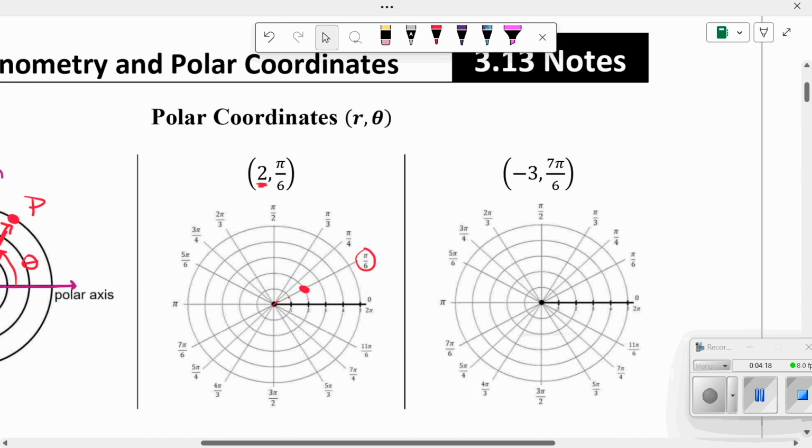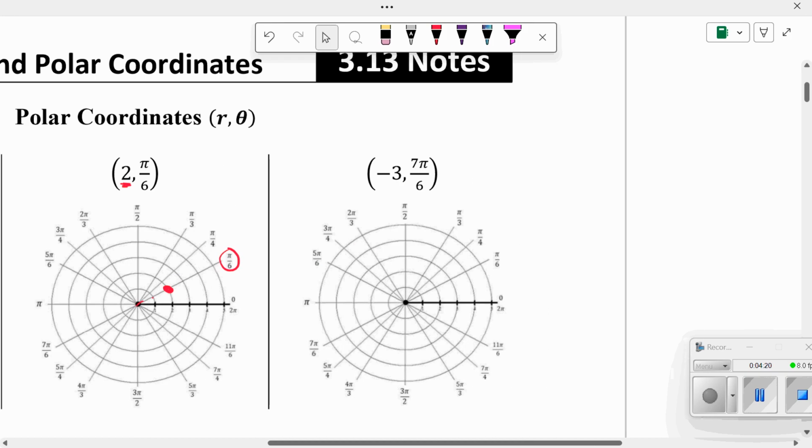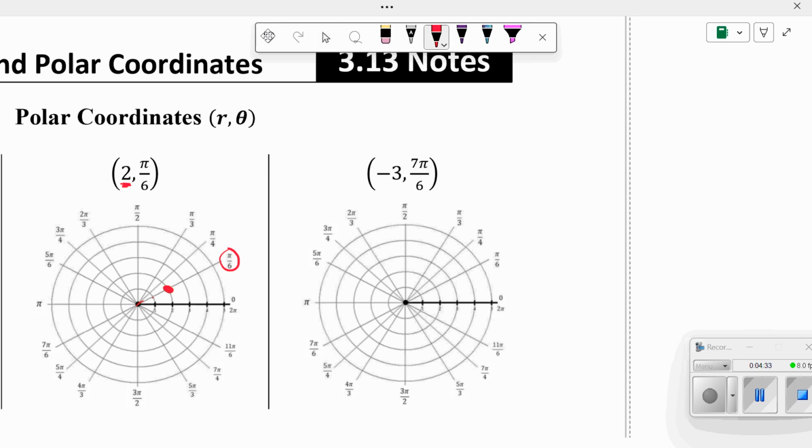Okay, let's go over to our next one here. Now we have negative 3 comma 7 pi over 6. Now this one's a little different because remember that word directed that I had us underline just a second ago? Then our value is negative, so it switches directions. So we've got to write this down here. So when r is negative, we have to kick our point into the opposite quadrant.